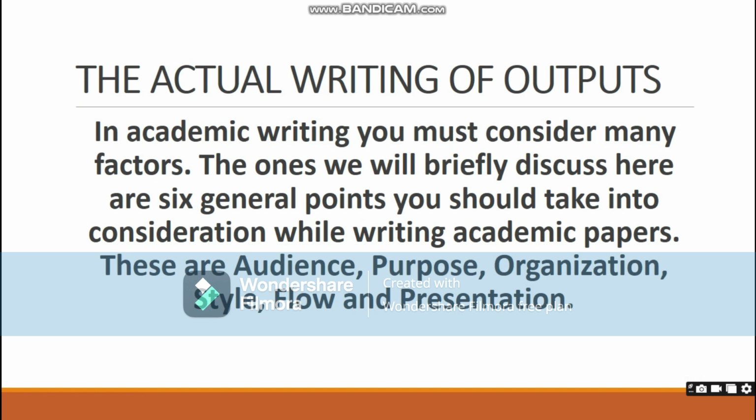Now, let us come to the actual writing of outputs. In academic writing, you must consider many factors. The ones we will briefly discuss here are six general points you should take into consideration while writing academic papers.